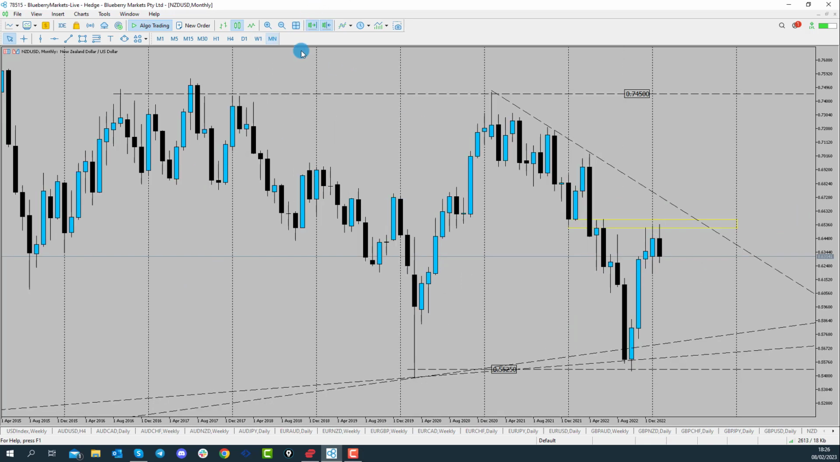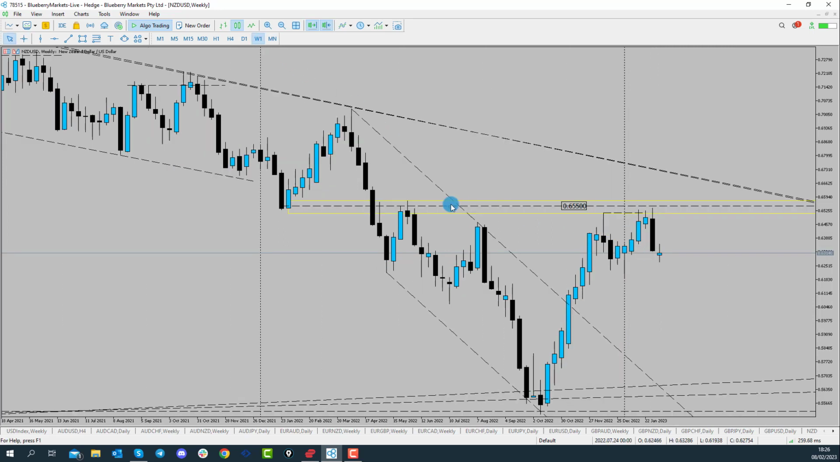I think that's more of a monthly narrative where you can see maybe we're going to come down, maybe fill this void here, maybe even come and retest the 0.5875 handle, or you've got that kind of weekly play which is a little bit more bullish. However, strength and weakness at the moment favouring New Zealand dollar against the US dollar downside.